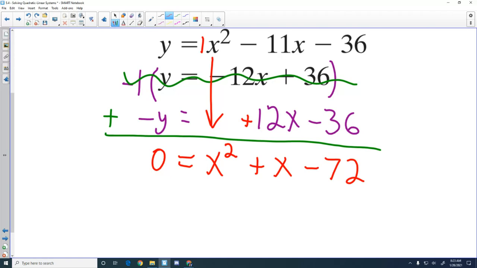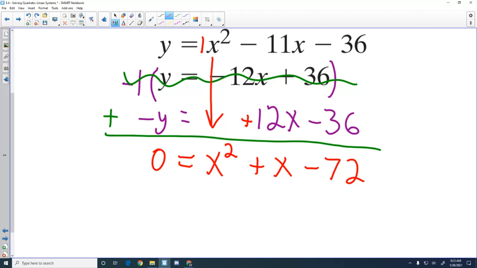But what's a little bit different now is that there's an x squared term and an x term. That means this is a quadratic equation. Oh, geez. I hope I know how to solve a quadratic equation. Guess what? You do know how to solve a quadratic equation. We can use factoring. We can use completing the square. We can use the quadratic formula. We have all these options we can use to solve a quadratic equation.